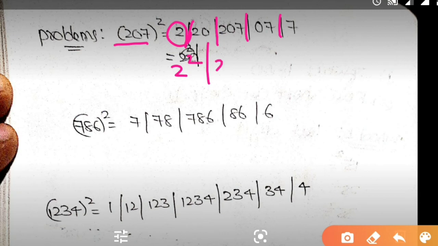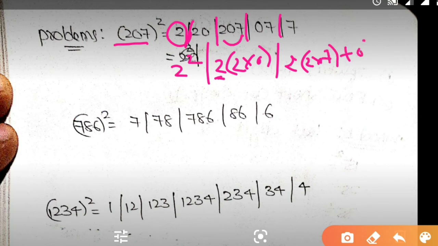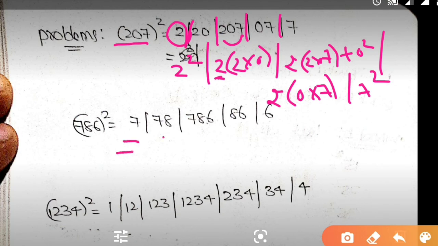If you have the 2 digits, what you have to do, you have to multiply them, again multiply with 2. If we have the 3 digits, what you have to do, you have to multiply the 2 digits, 2 into 7, and square the middle one. Again we have the 2 digits, so you have to multiply them, again multiply with 2. Last we have the single digit, so this is not a square. It is nothing but 2 square, means 4.